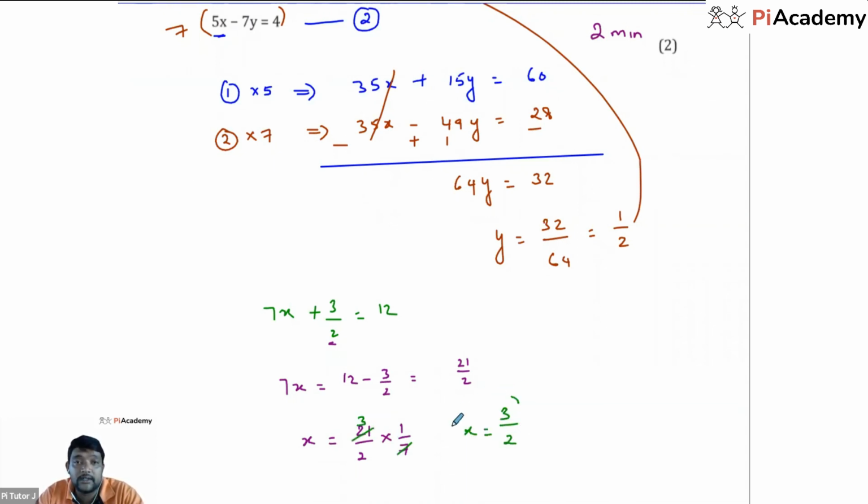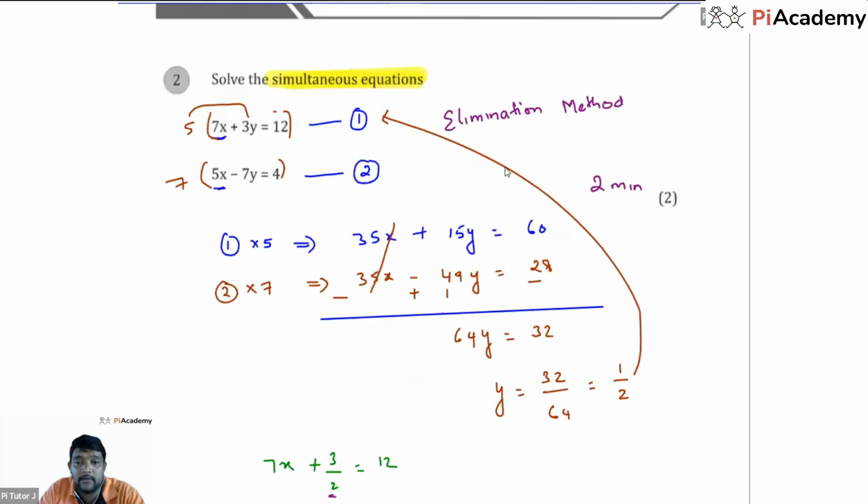Thank you. Good, guys. Shall we go to the next question? Did you understand the elimination method? You can solve simultaneous equations using the substitution method and the elimination method as well. But the elimination method is easier compared to the substitution method, because in the substitution method you end up getting bigger equations to solve.